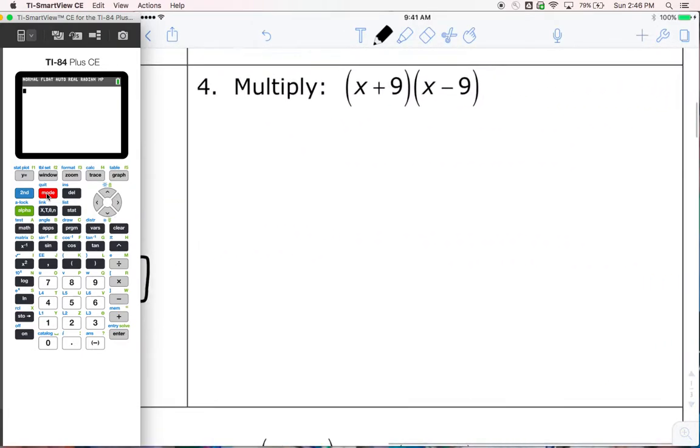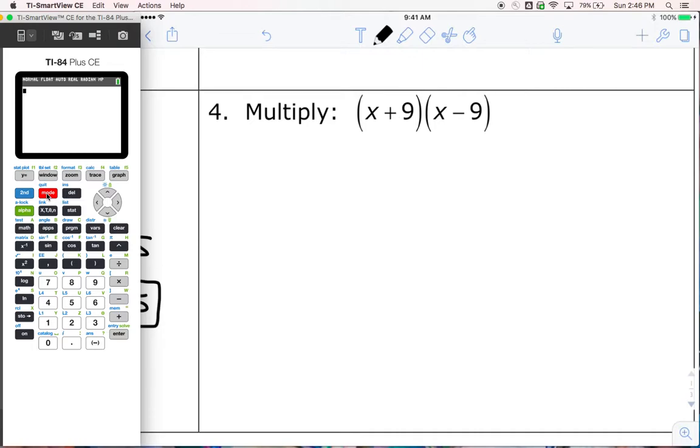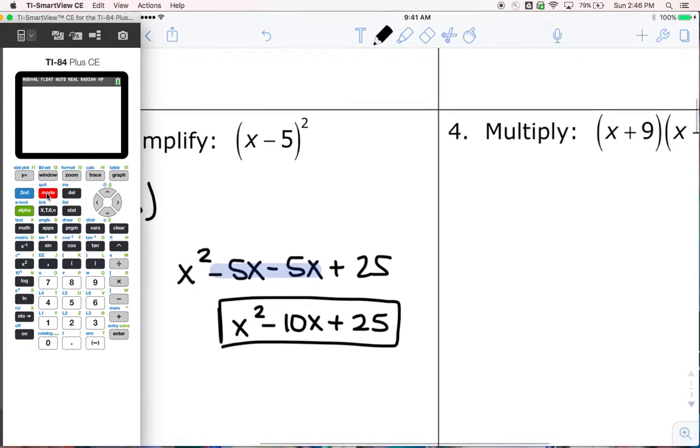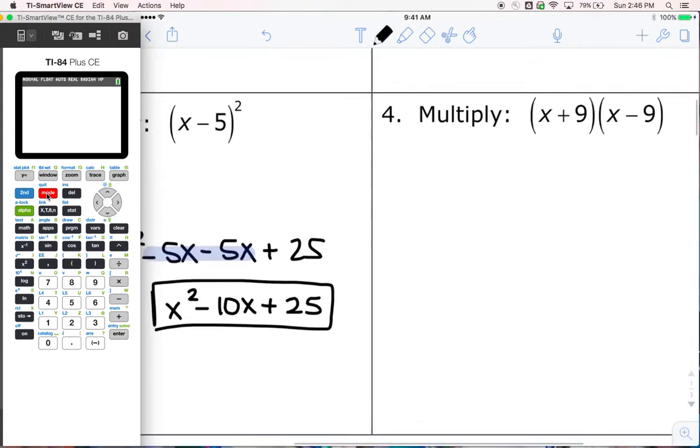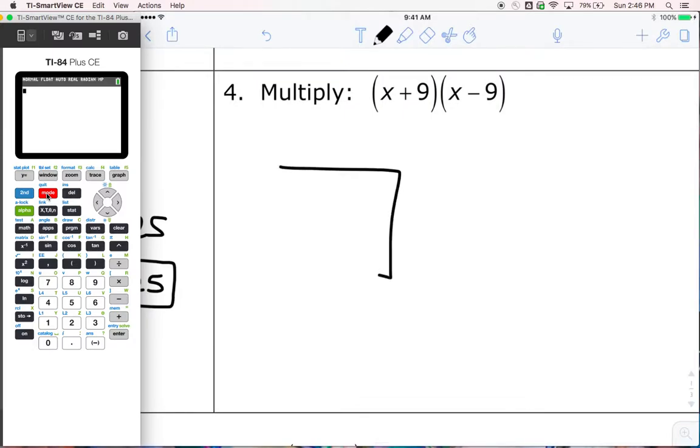Problem 4, multiply. All right, this is exactly what we did in this last one, only it didn't start out like this, right? We just can set it up in the box. Here we go. We've got our box here. We've got an x and a positive 9. We've got x and a negative 9.